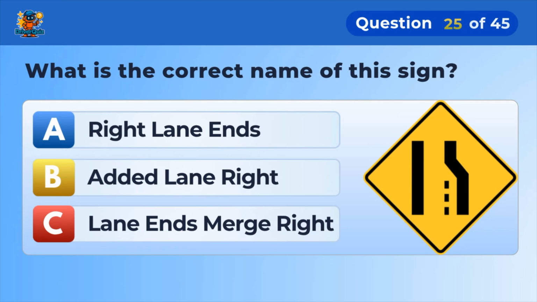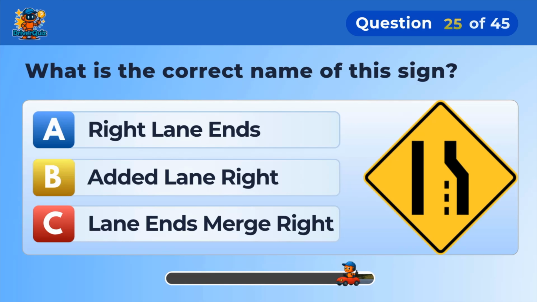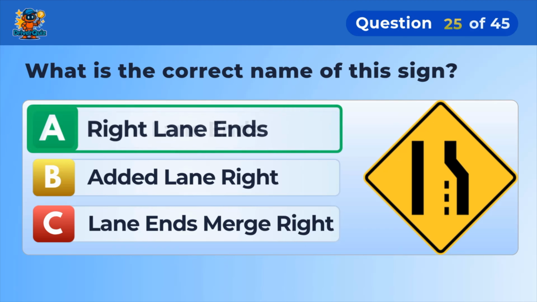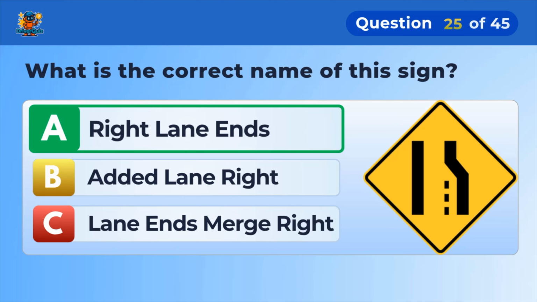Question 25. What is the correct name of this sign? A. Right lane ends. B. Added lane right. C. Lane ends merge right. The correct answer is right lane ends.